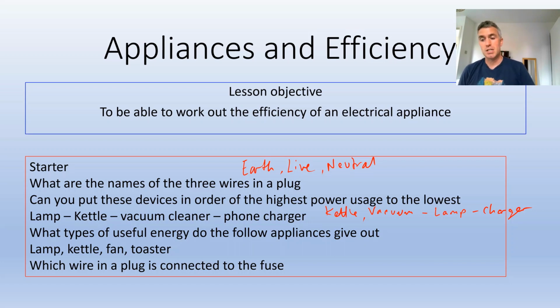What type of useful energy do the following appliances give out? Well, a lamp gives out light energy. A kettle and a toaster both give out thermal. And a fan gives out kinetic. Which of the wires in a plug is connected to the fuse? That is the live one. And that's connected to the fuse.